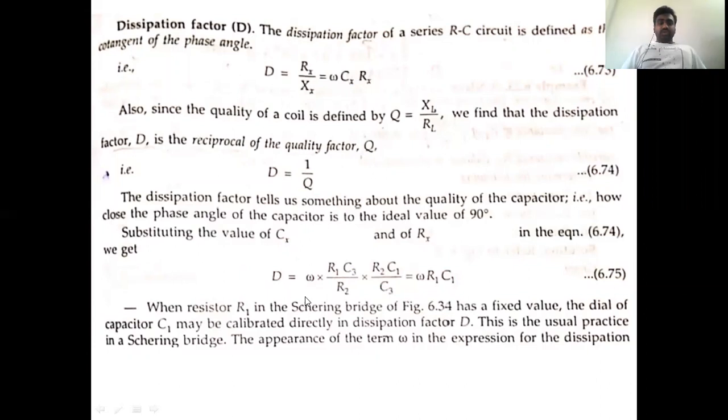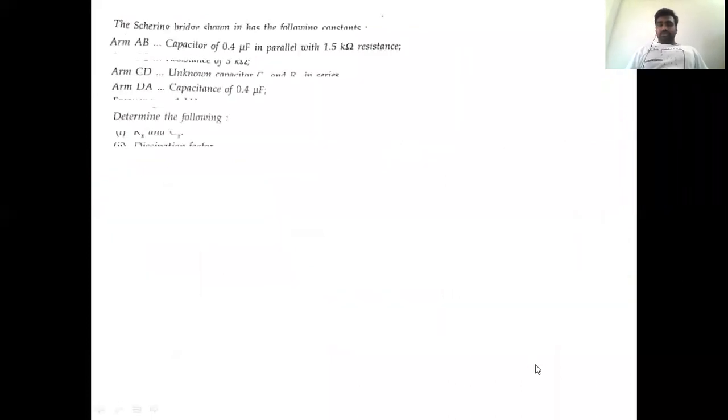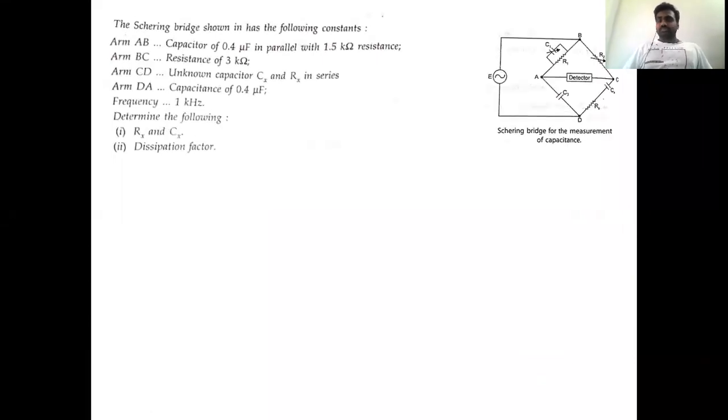So this is how we calculated the dissipation factor with the unknown resistance and unknown capacitance calculation. Next, let us solve some problems, it will be clear. Make yourself available with a scientific calculator, or otherwise use a scientific calculator application which I posted in our WhatsApp group.